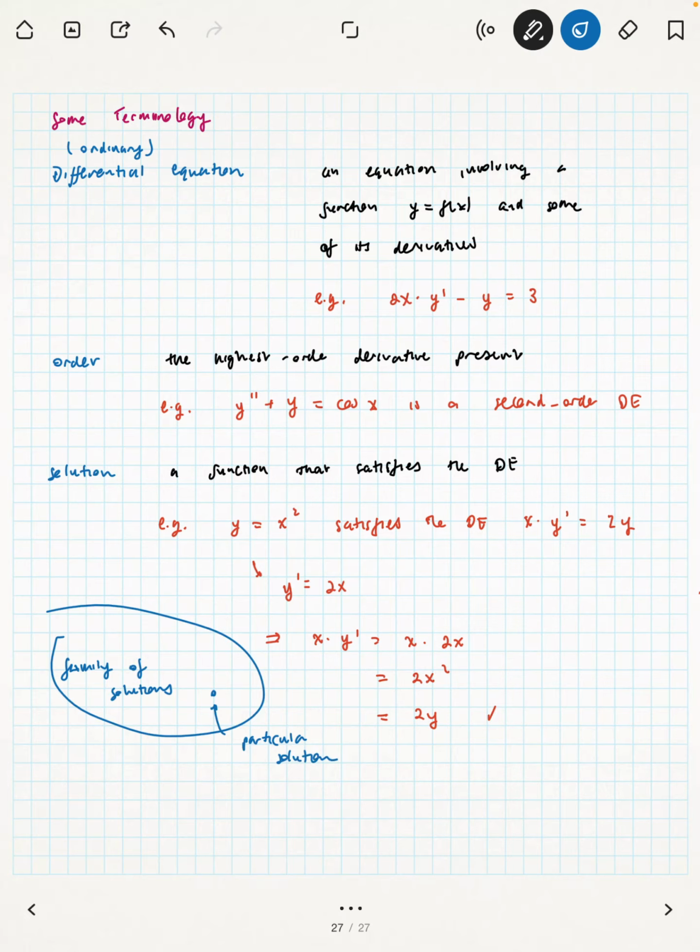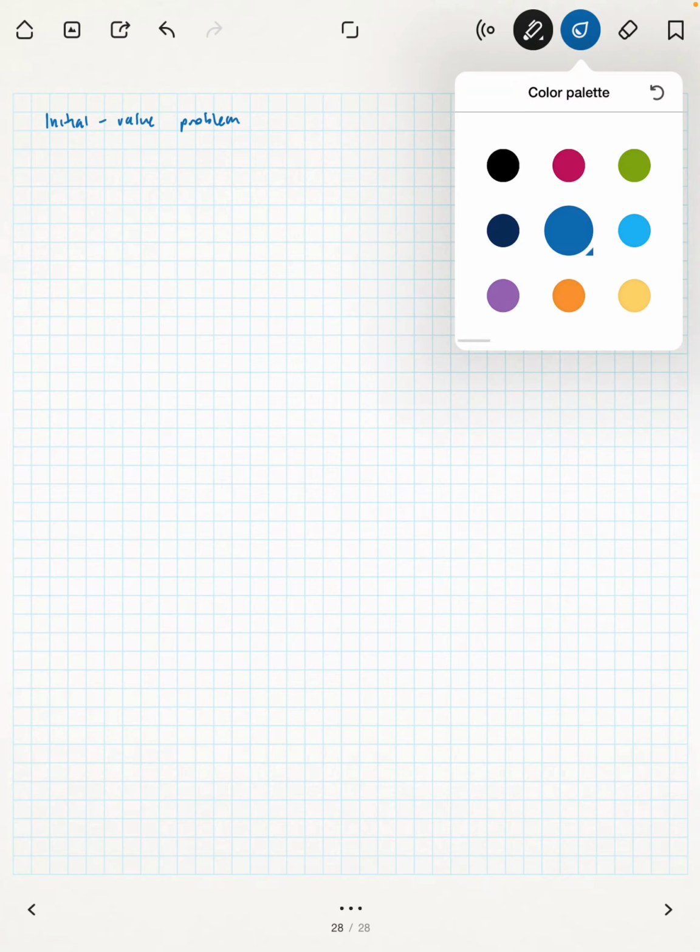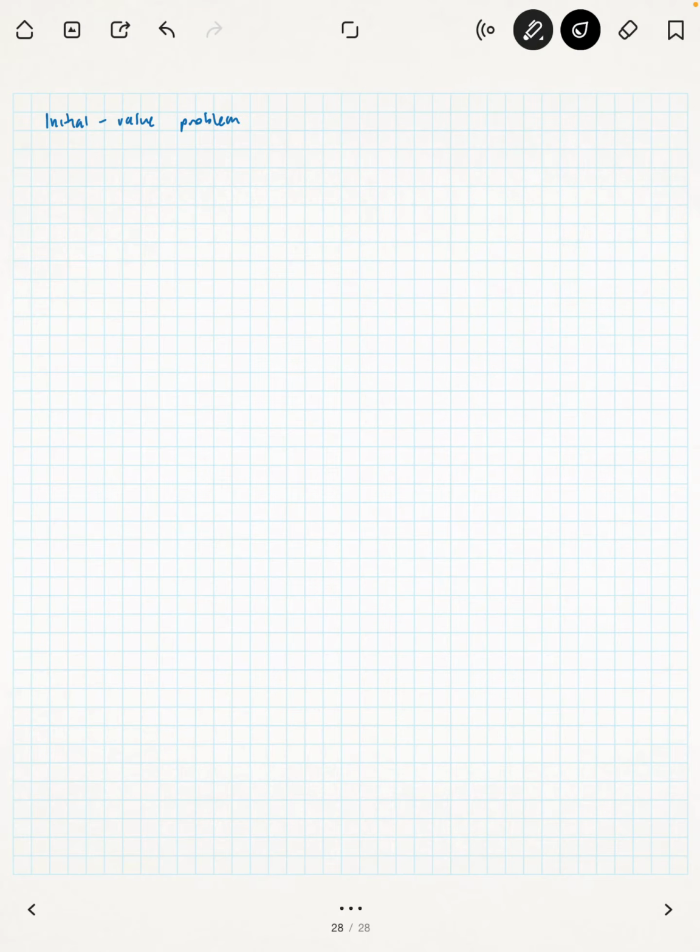Okay? More on that later. The next term that we need, initial value problem. So it's a problem that we seek to solve. And so it has the form, we want to solve the differential equation that we're given, subject to, meaning we need it to satisfy another condition.